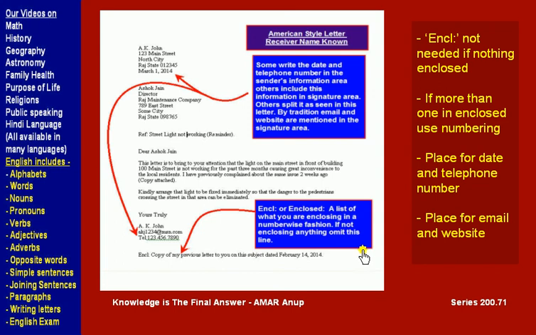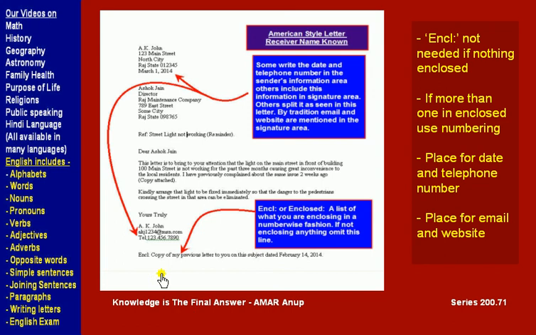Then towards the end of the letter you write ENCL or enclosed, if you are enclosing something along with the letter, like copies of the previous communication or some photographs. If you are not enclosing anything, don't write anything, don't write ENCL and leave this out of the letter.